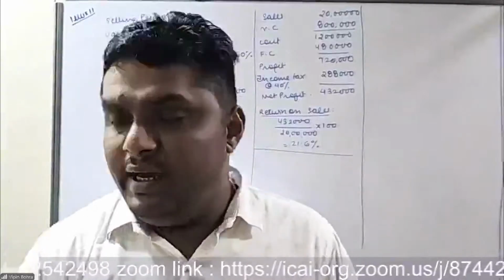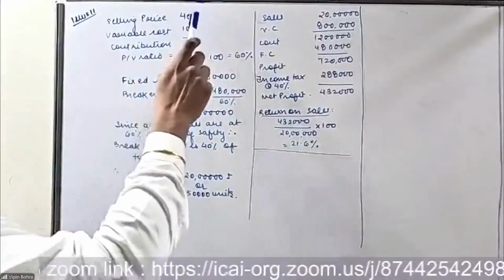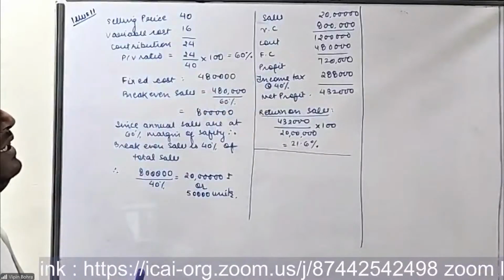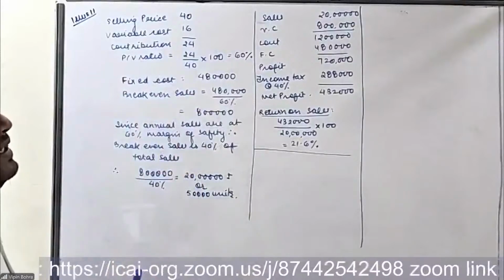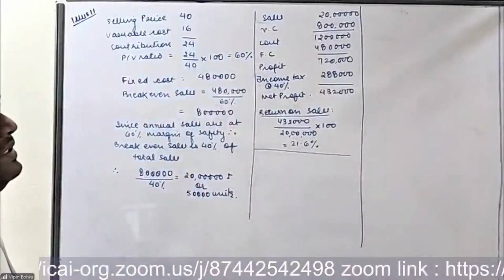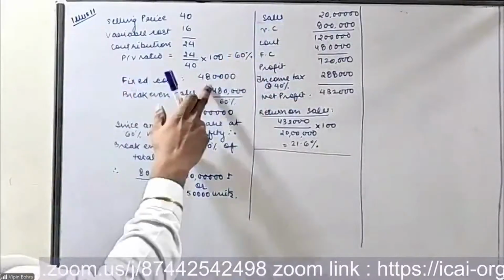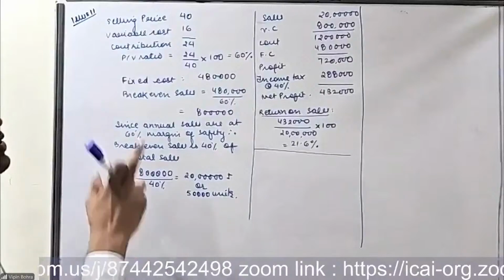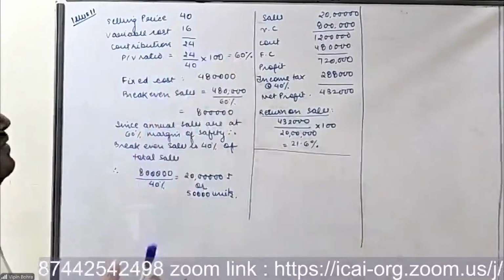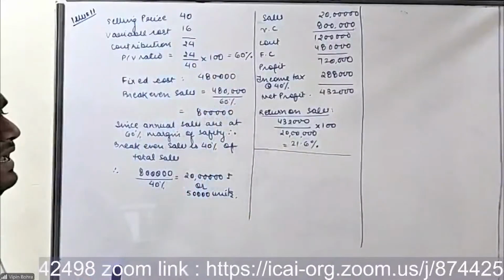So I repeat again, guys, very simple. Here the selling price is given, that is 40. Variable cost is given, that is 16. Therefore, my contribution will be 24. I have first calculated the PV ratio, that is 24 divided by 40 into 100, that is 60%. Now I need to calculate the total sales. So my fixed cost is available, that is 4,80,000. We will first calculate the break-even sales, that is fixed cost divided by PV ratio, 4,80,000 divided by 60%, we will get 8 lakh rupees.